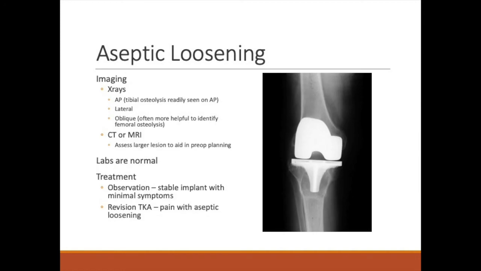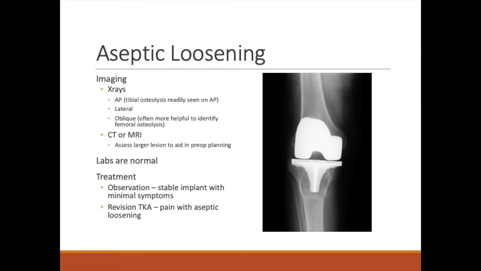On imaging, the x-rays will usually show radiolucency or even cyst formation around the components. You may see a change in position of components on progressive radiographs. You may also see eccentric polyethylene wear or metal on metal phenomenon where the femur has eroded all the way through the polyethylene. CT or MRI may show the particulate debris and adverse local tissue reactions. Labs are typically normal because it's not an infectious or inflammatory process.